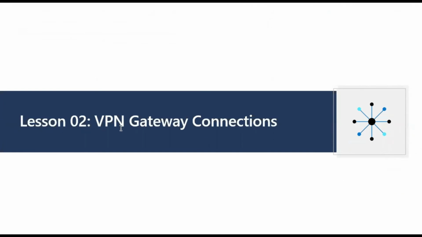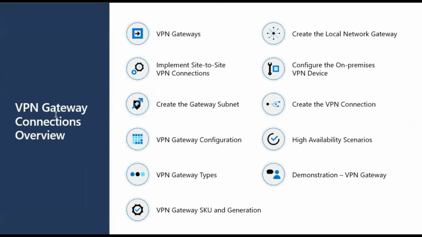So this section is going to talk about VPN gateway connections. We're going to talk about VPN gateways, implement site-to-site VPN connections, create the gateway subnet, VPN gateway configuration, VPN gateway types, gateway SKU and generation, create the local network gateway, configure the on-premises VPN device, create the VPN connections, and high availability scenarios. So these topics we're going to look at now.